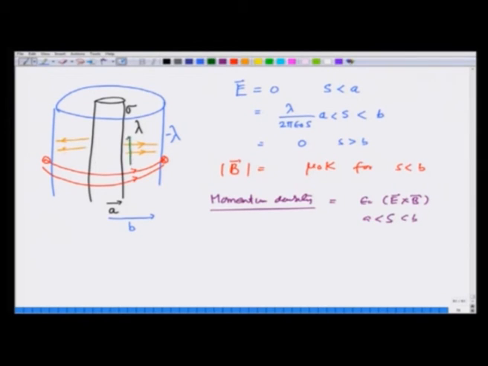B field is pointing up. So, E cross B is coming out here and going in here, because B is like this. So, E cross B is going in.